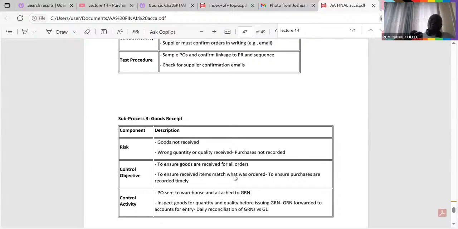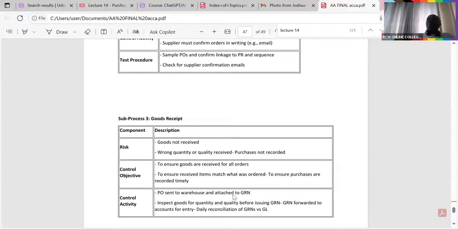Basically, the supplier supplied air to you. So that is something that can really go wrong. We can get wrong quantities. We can get wrong qualities. All right. So what can go wrong in terms of risk? Goods not received, wrong quantity or quality received, purchases not recorded. Yes, this one here, we have received and we have not recorded.